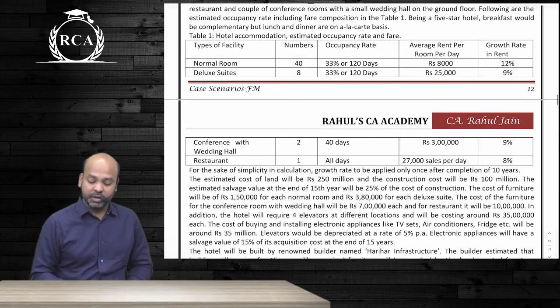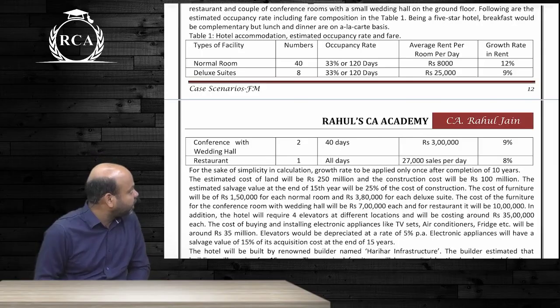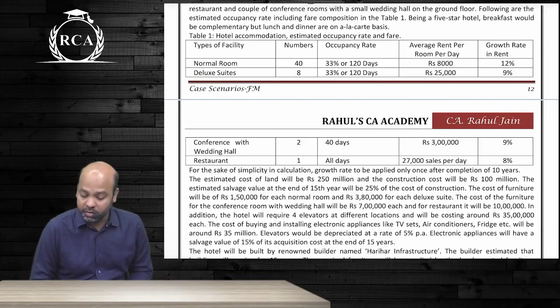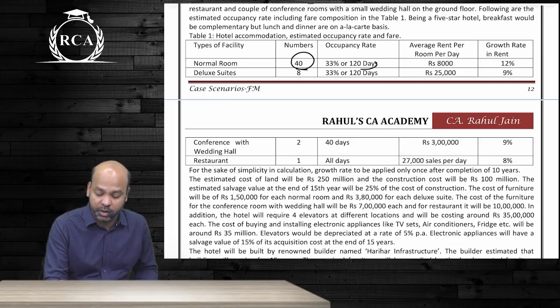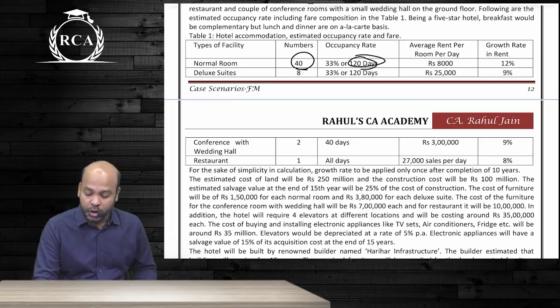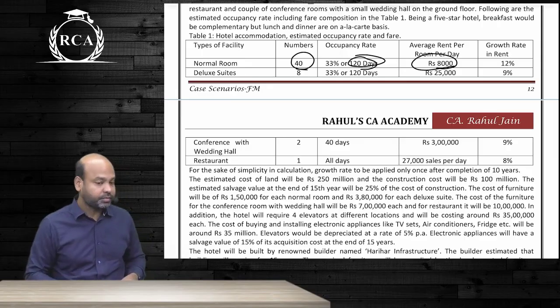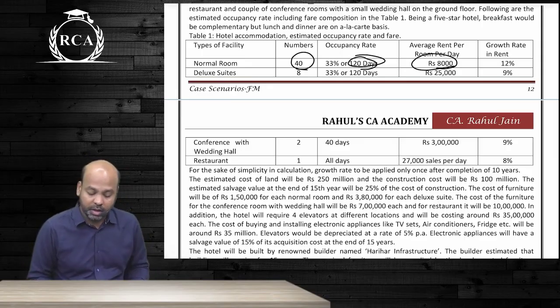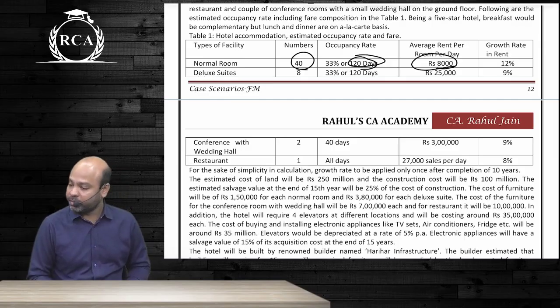So they've given us, guys, how many rooms do we have here? 40 normal rooms, deluxe suites, and then they've given us a conference room with a wedding hall. The occupancy ratio is given, guys. How much is the amount of revenue that you're going to get? From 40 rooms you will get revenue for 120 days, and the average rent is 8,000. All right. Likewise, revenues are given for all of them.